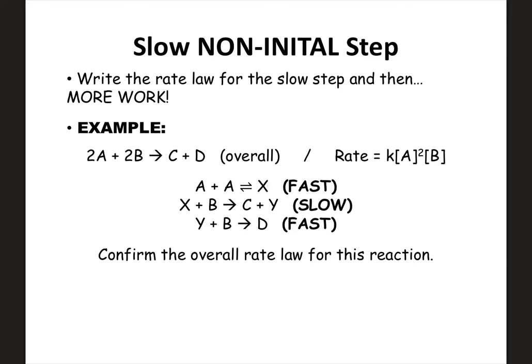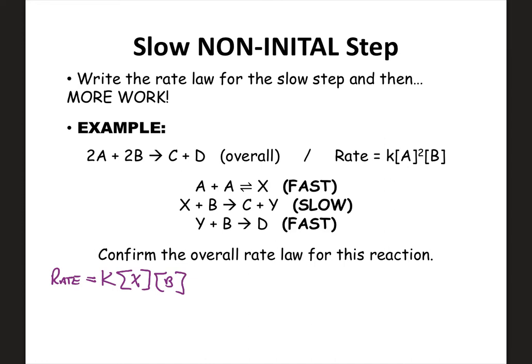All right. So the first thing we're going to do is write the rate law for the slow step. For that slow step, our rate law would be rate equals k. This is an elementary step, so I can write the rate law based on the molecularity, based on the coefficient. It'd be k times the concentration of X to the power of 1, because there's just 1, times the concentration of B. Again, that's the rate law for the slow step.